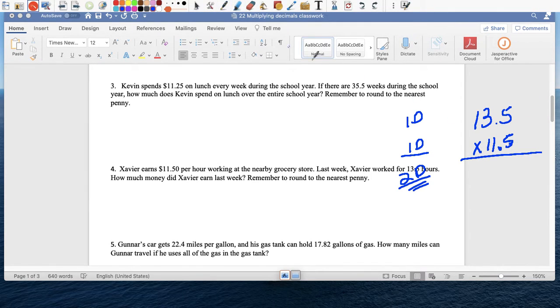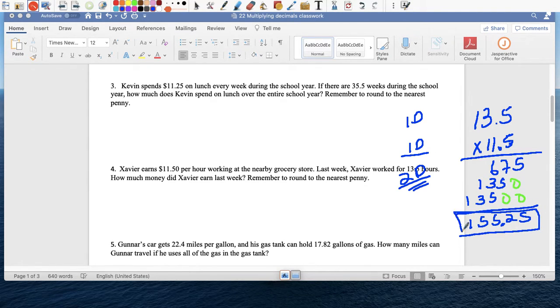5 times 5, 25 goes 2, 15, 17 goes 1, 6. Let's add a 0. And that's easy because it's just a ones. 1 times 5, 1 times 3, 1 times 1. Next line, add 2 zeros. And again, 1 times 5, 1 times 3, 1 times 1. 5, 12, 15, 5, 1. 2 decimal places. ¿Cuánto ganó él la semana? $155.25. Okay.